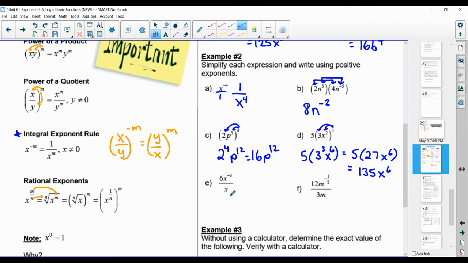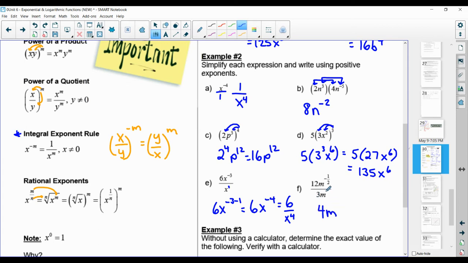All right, so for the next one here, we've got 6x to the negative 3 over x to the 1. So we're going to have 6 and x to the negative 3 minus 1, which becomes 6x to the negative 4. But we want to write our exponents as positive exponents, so it's going to be 6 over x to the 4th.